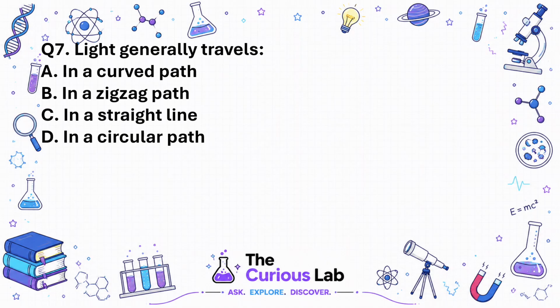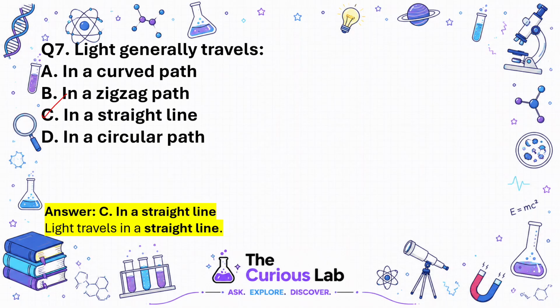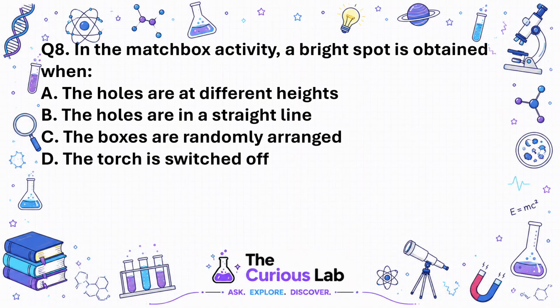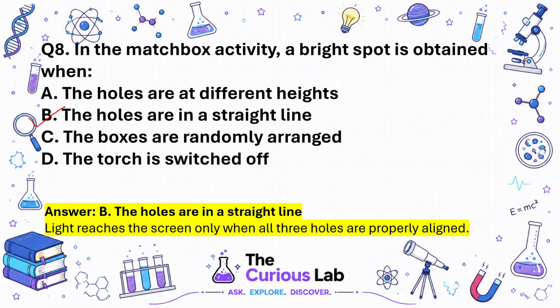Light generally travels in a straight line. This is what we call as rectilinear propagation of light. In the matchbox activity, a bright spot is obtained when we have kept many matchboxes with holes in between and we have a candle at one side. So why do we see a bright spot? Because all the holes are in a straight line.